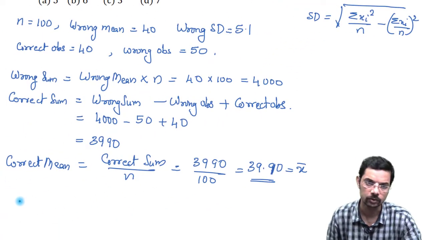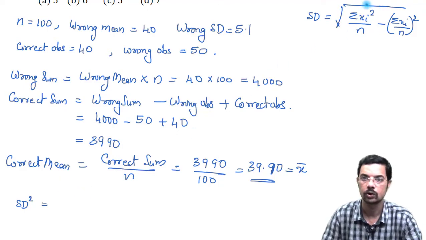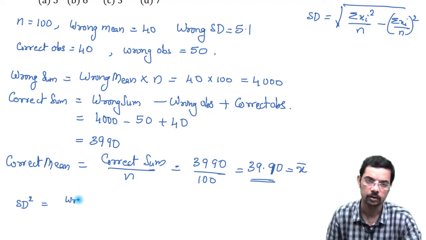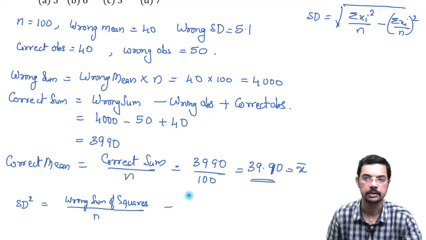SD square, or it is variance, will be equal to the wrong sum of squares divided by n, minus the wrong mean whole square. That is, wrong mean whole square.